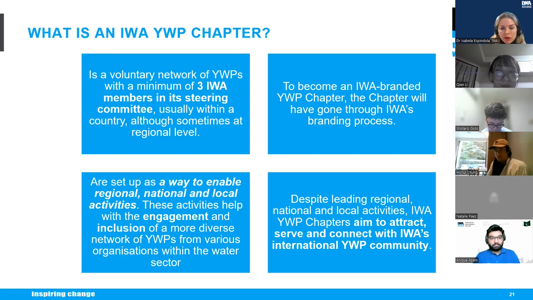With this branding process, you will create a network that is able to enable regional, national, and local activities, and it is connected with IWA and also to the other chapters that we already have. So it's an opportunity of engagement, but also inclusion of a more diverse network. And the main objective of the chapter is to attract, serve, and connect with other members from IWA, enhancing this international YWP community that we already have.